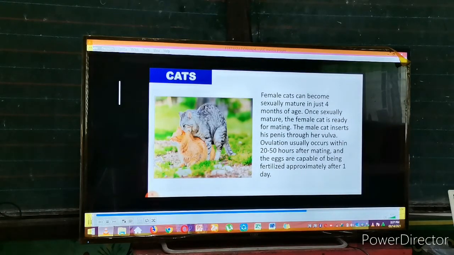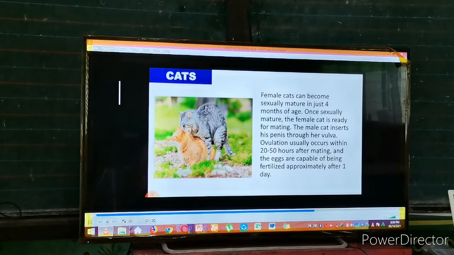Cats. Female cats can become sexually mature in just 4 months of age. So, hindi kailangan na magkaroon siya ng year o edad bago siya maging sexually mature. 4 months lang, pagkalabas niya, sexually mature na yan. And once sexually mature, the female cat is ready for mating. Maghahanap na siya ng kanyang kalabing-labing.